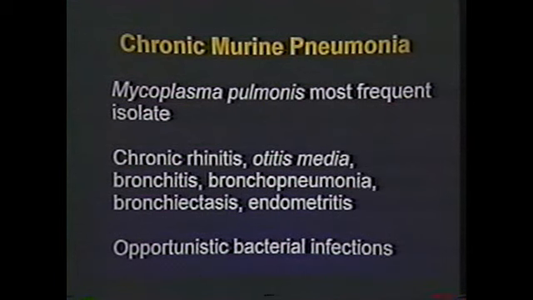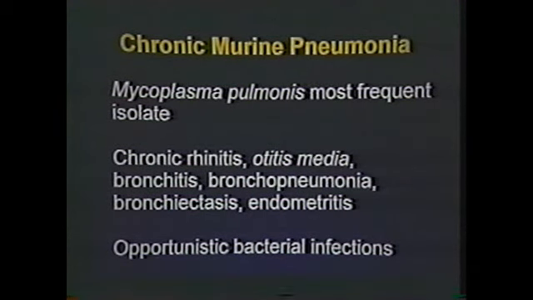So to summarize, with chronic murine pneumonia, Mycoplasma pulmonis is the most frequent isolate, and chronic rhinitis, otitis media, bronchitis, bronchopneumonia, bronchiectasis, and endometritis are typical features of the disease. A few years ago, when we had several breeding colonies with problems with chronic mycoplasmal infection, certainly one of the major problems in these colonies was infertility as well, again emphasizing the fact that the organism can cause an endometritis and certainly result in reduced fertility.